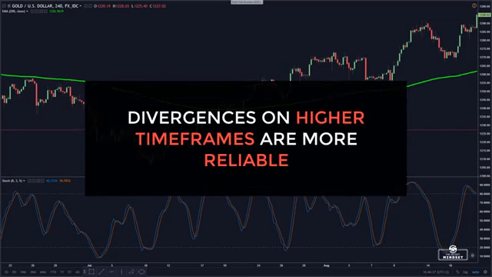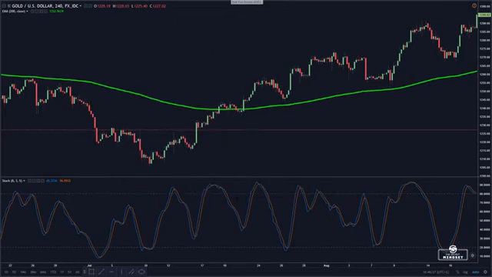A divergence is more reliable on higher time frames because the market does not move as fast and is easier to define trends. By using higher time frames, you'll see the patterns developing and you'll have time to make the correct decisions.